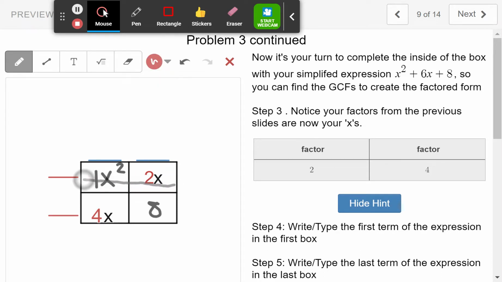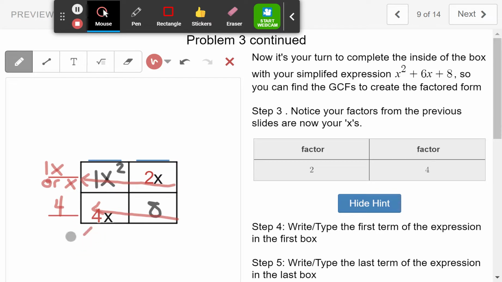So I'm not going to show my work right now. I'm going to just do my arrows for my work. Greatest common factor between 1 and 2 is a 1. And then the greatest common factor is x squared. So instead of writing a 1, you can write just an x. Greatest common factor of a 4 and an 8 is just a positive 4.